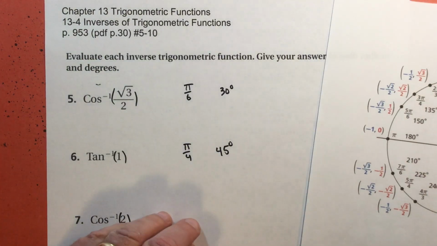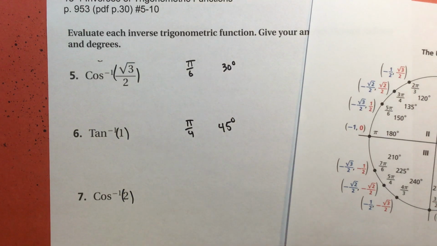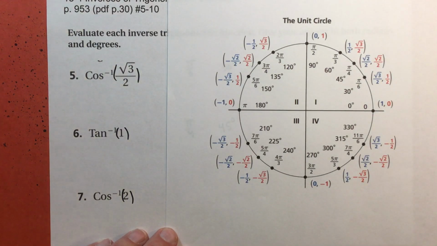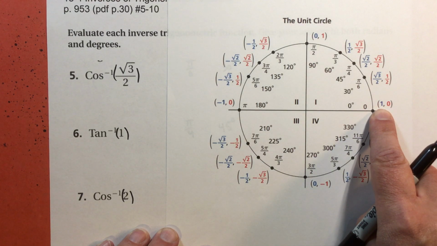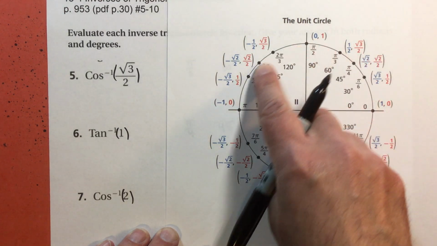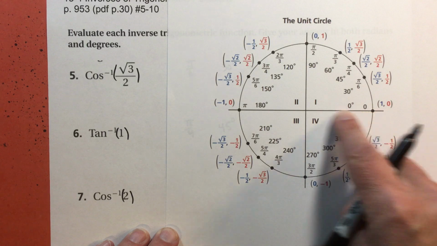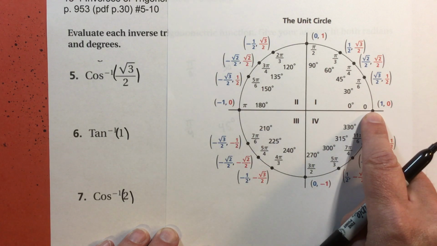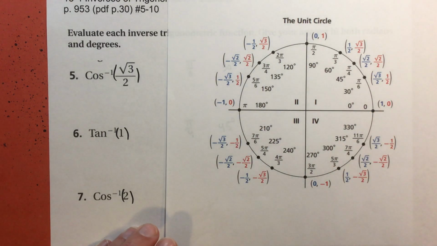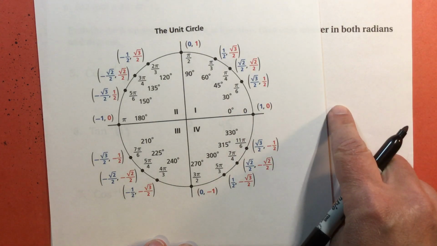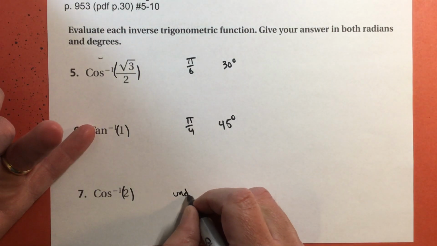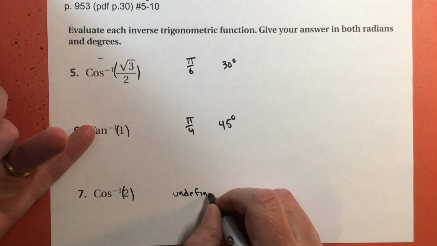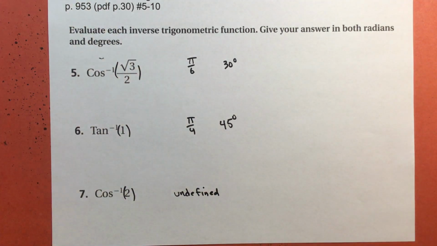All right, what about cosine inverse of 2? Cosine goes with the x value. My x value is 1. As I go this way, it goes from 1 to 0 to negative, so the x's are going smaller as I go to the left. X equals 1 is over here someplace. So guess what? That is outside of my domain, so I say undefined.